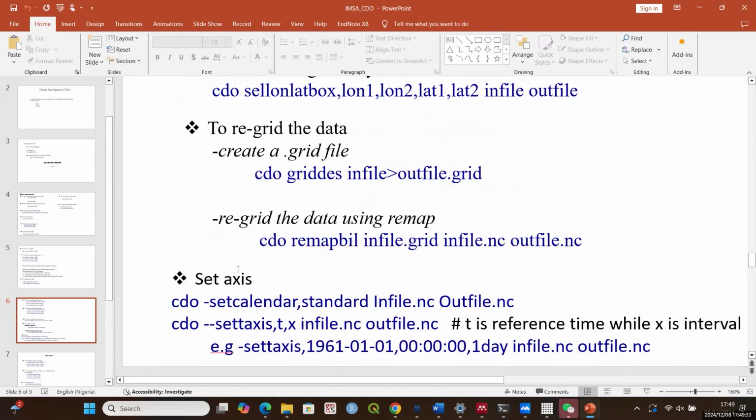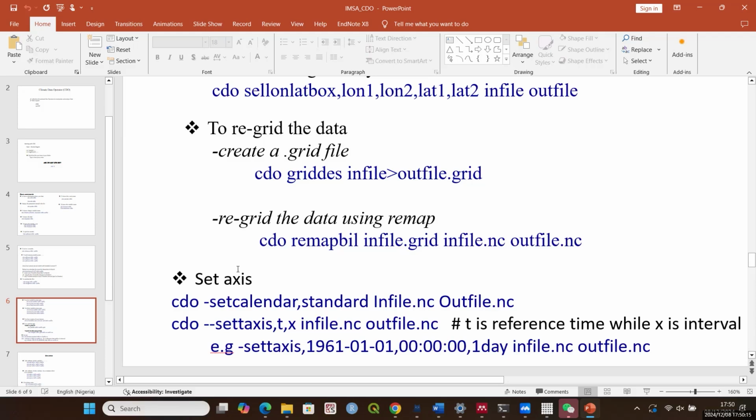Sometimes you download files from the internet, your data. Maybe they don't have time. They don't have a time axis, so they need to be set. You'll be finding such things, especially CMAP data. So you can set your own time in that NetCDF file. Maybe you have downloaded your data, then it starts from maybe 1991. So you can set your own time if it doesn't have time. You can set your time using this command.